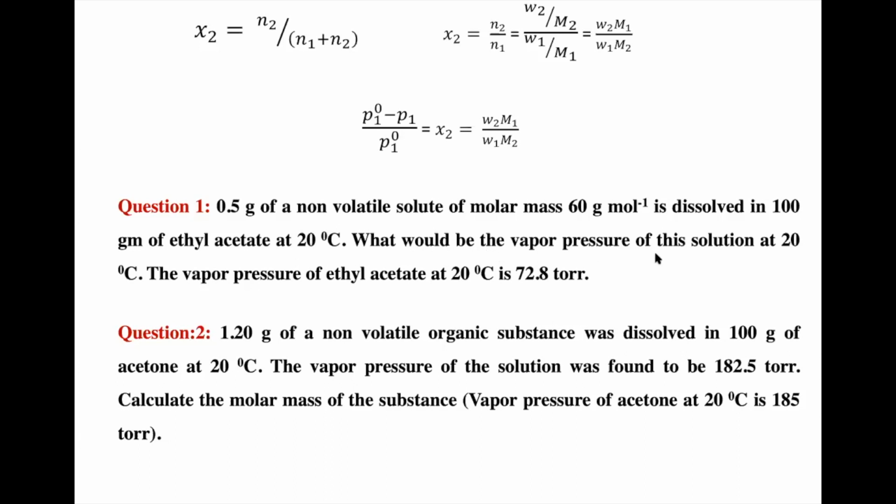What would be the vapor pressure of this solution at 20 degrees Celsius? The vapor pressure of ethyl acetate at 20 degrees Celsius is 72.8 torr. Okay, so now let's understand how we can solve this numerical problem. You know that the mathematical equation of the lowering of vapor pressure is equal to this one, right? So in this equation, you have to calculate the vapor pressure.